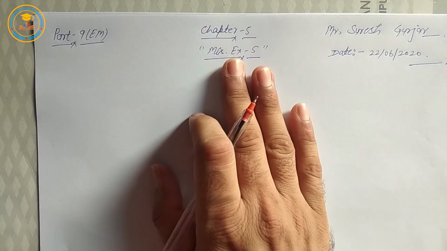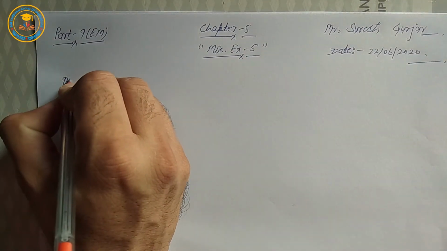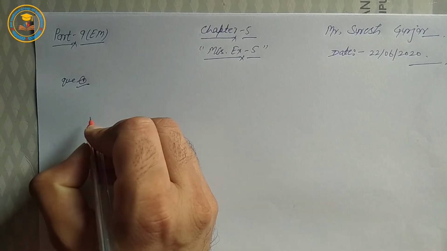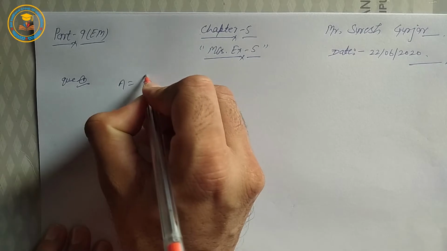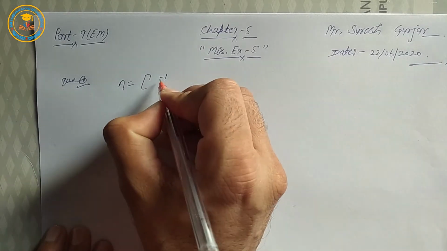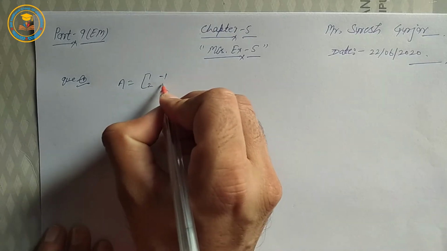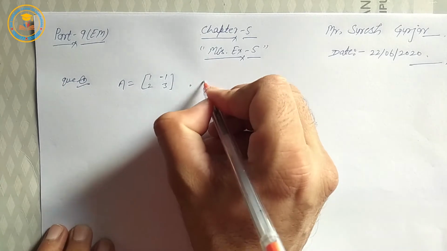Next exercise of miscellaneous exercise 5. Question number first. If matrix A is equal to [1 1; 1 -1 2 3], then find A inverse.